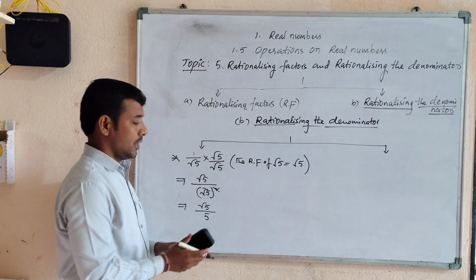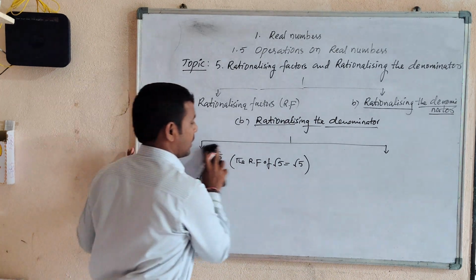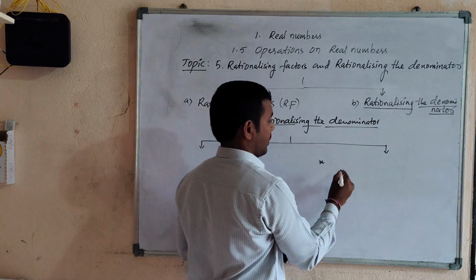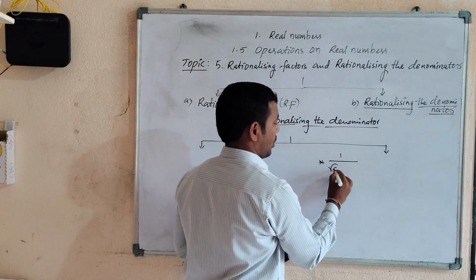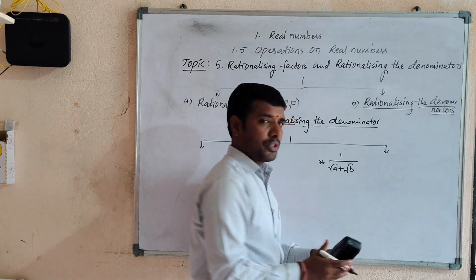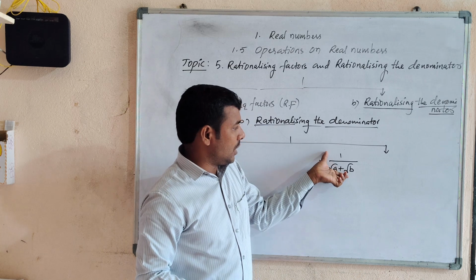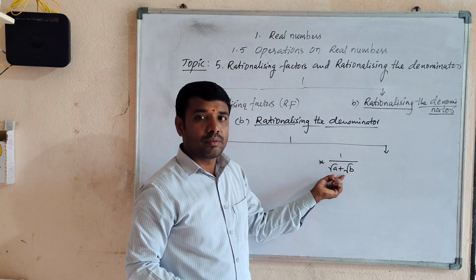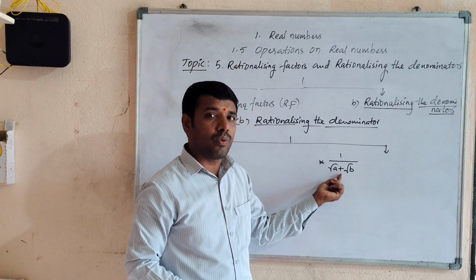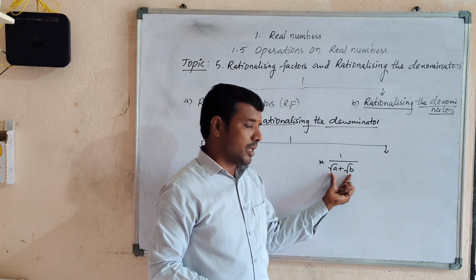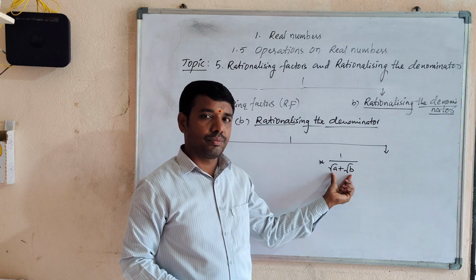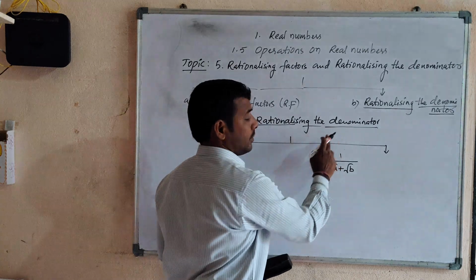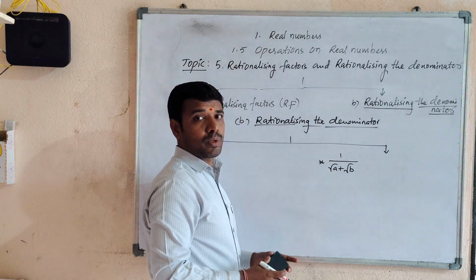I think you got it. This is about this side of the movement. Let us think about this one. Question 6: 1 by square root of a plus square root of b. Same problem. You are unable to represent this on the number line, and you are unable to find its value also, because the denominator is irrational. So what to do? You should depend on this title to overcome those problems.